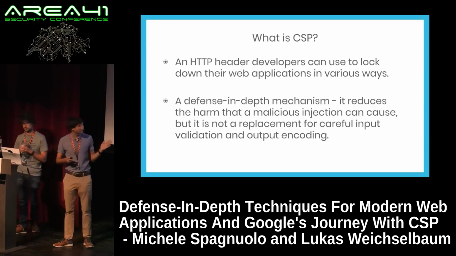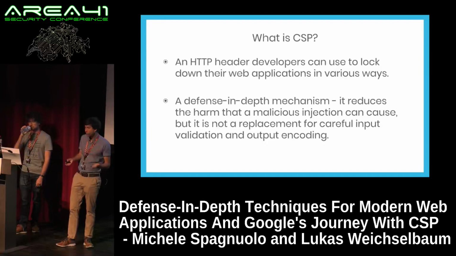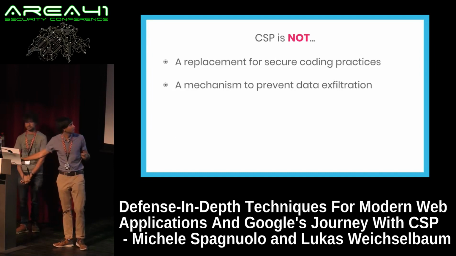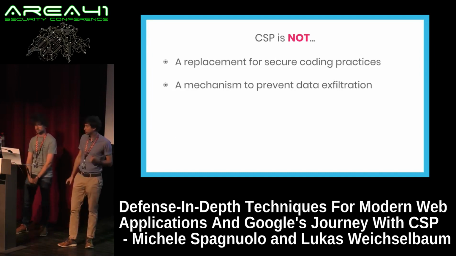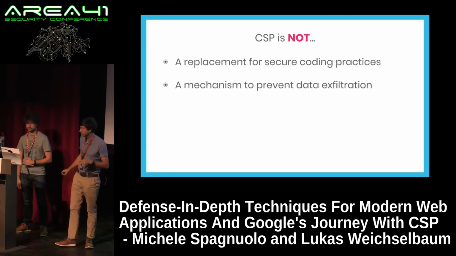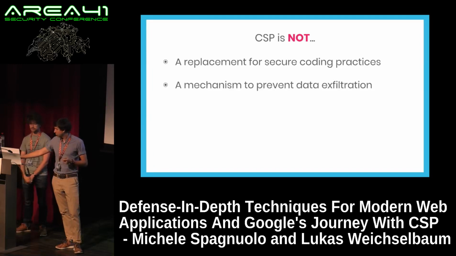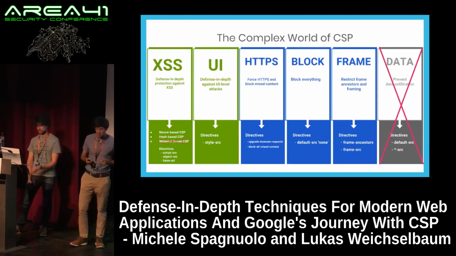But as I said, it's a defense in depth mechanism. So you should always fix the underlying bugs, right? You should not only rely on content security policy to be your first line of defense. You have to take care of input validation and output encoding, since it's not a replacement for secure coding practices. And something that we often see nowadays is that CSP is used to prevent data exfiltration. It's absolutely not suited for that. I'll have a slide at the end of the CSP part explaining this, showing 2 or 3 bypasses for that. Just wanted to highlight that as well.